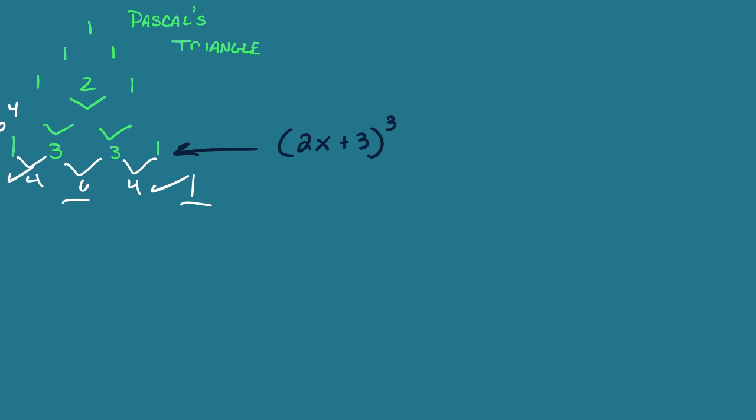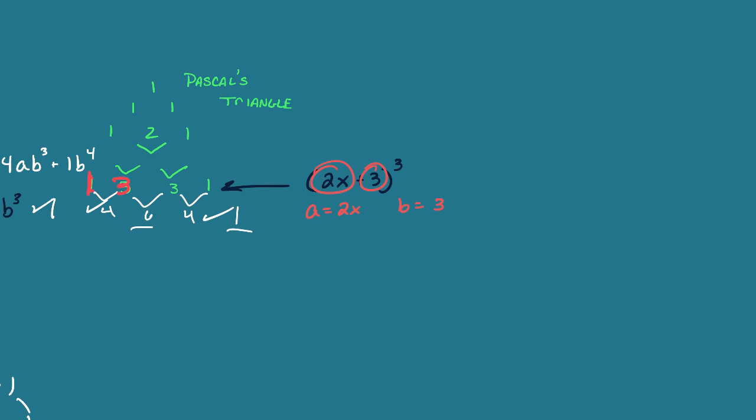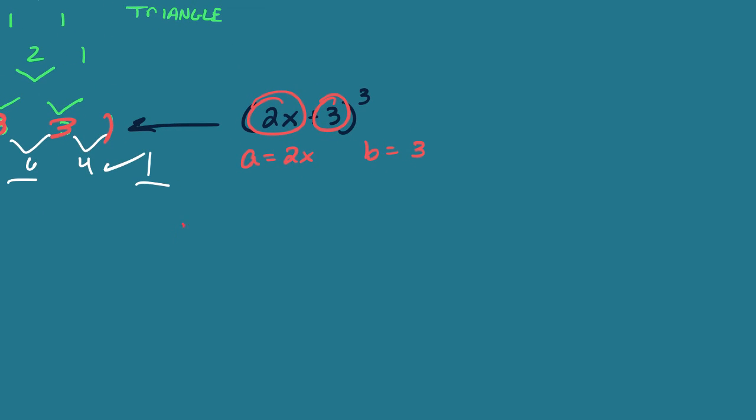If I'm going to do this problem, I don't have just a and b like I had in those examples. My a now is a 2x, and my b is a 3. So there's my a, and there's my b. And I know my coefficients for cubes. It's 1, 3, 3, 1. And so I can just write those down. 1, 3, 3, 1. And I can figure out each term now.